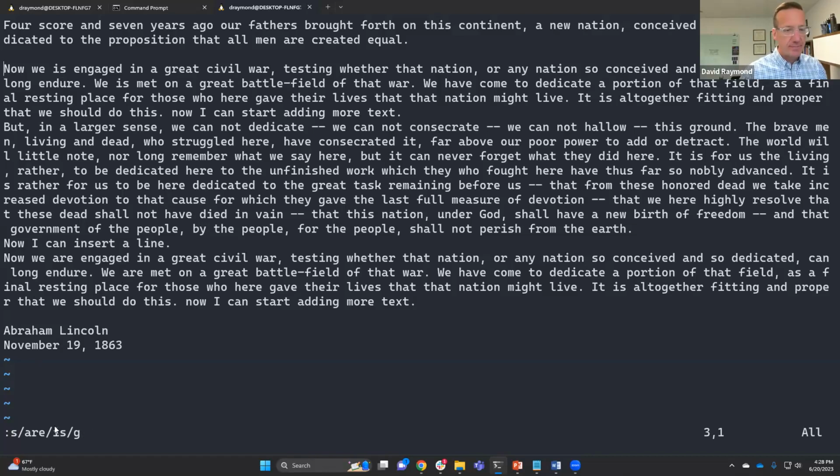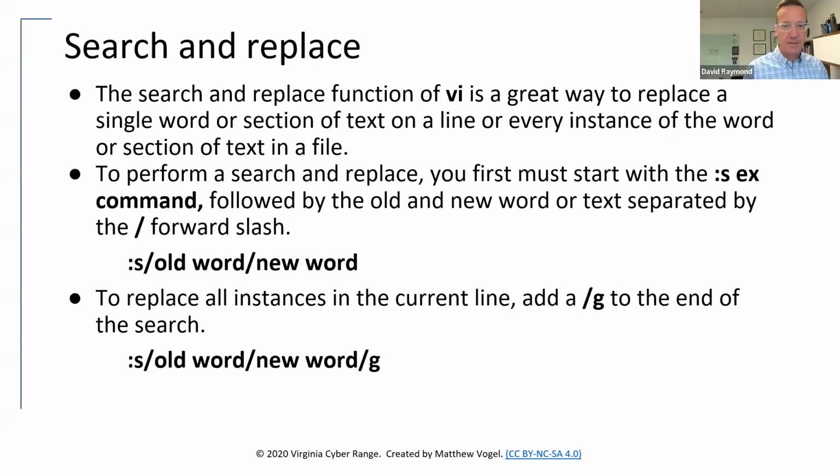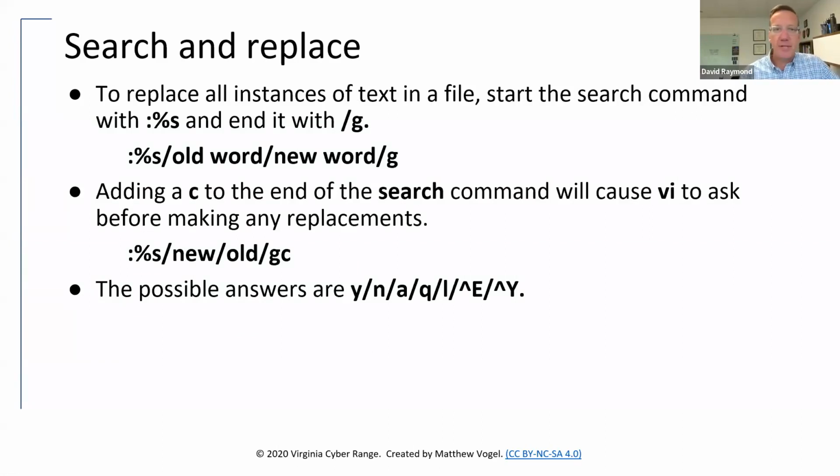Why didn't that happen globally? Oh, I guess maybe it did it globally in the current line. What does my slide say? I thought that was going to be global. Oh, all instances in the current line. Okay, so yeah, that's what it is. It doesn't do it for the whole file. It does it in the current line. To replace all occurrences in the file, then I do a search and replace with a %s. Yeah, that's right. So %s, old word, new word, /g. That's going to replace all occurrences.